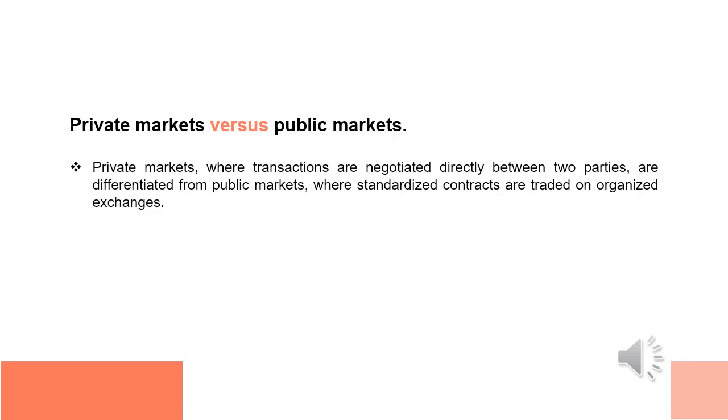Private markets versus public markets. So, private markets, this is where transactions are negotiated directly between two parties. While yung public markets naman is where standardized contracts are traded on organized exchanges. So, dito sa private markets, yung mga transactions are negotiated directly between two parties. While sa public markets, maraming parties yung involved dito.